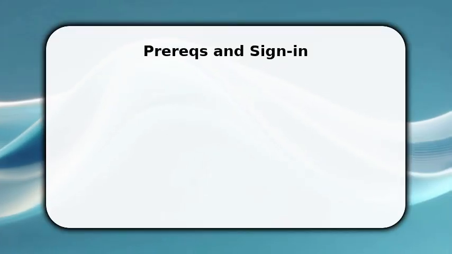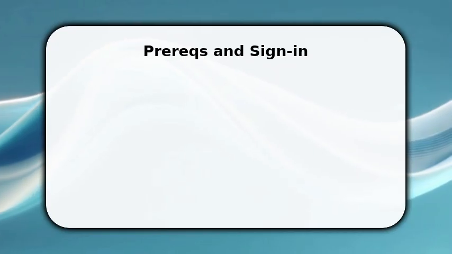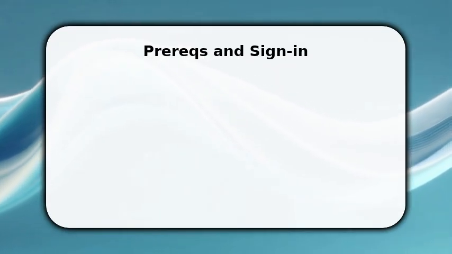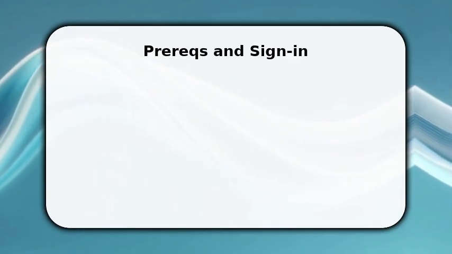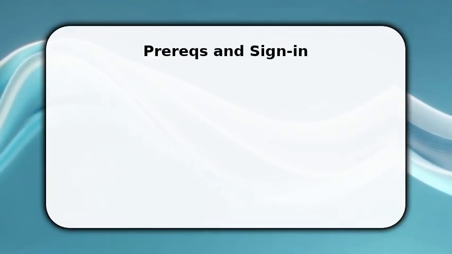You start by confirming prerequisites. You must be signed into the parent Google account that manages the supervised profile. Once signed in, make sure Family Link and Google Play services are up to date.